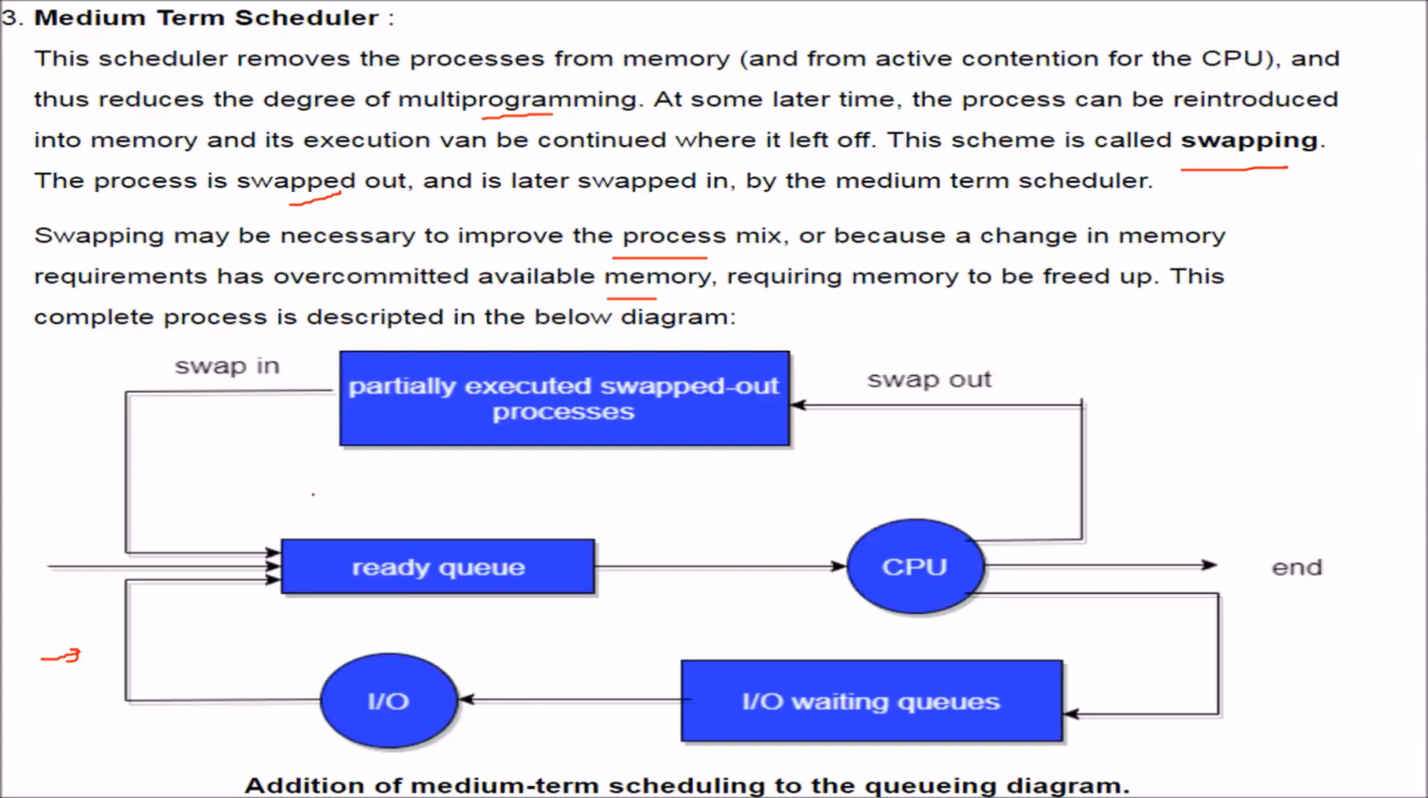This complete process is shown here. What is happening here is, this is a CPU. Now it is being swapped out while it is executing. Partially executed swapped out process, and then it is swapped in from where it left off to the ready queue. Then again it goes to the CPU. Right? This is the mid-term scheduler in the queuing diagram.